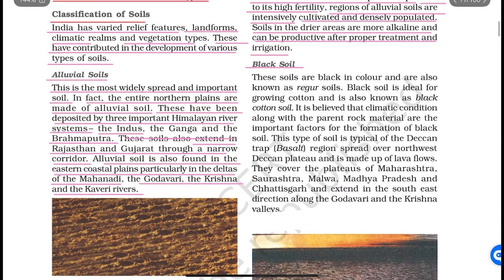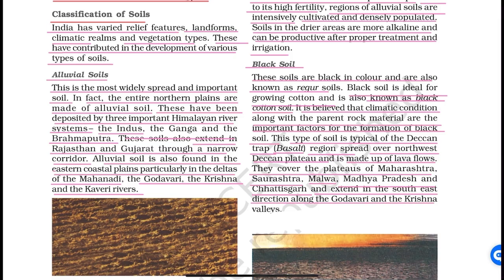Next is black soil. These soils are black in color and are also known as Regur soils. Black soil is ideal for growing cotton and is also known as black cotton soil. It is believed that climatic condition along with parent rock material are important factors for the formation of black soil. This type of soil is typical of Deccan Trap basalt region spread over northwest Deccan Plateau and is made of lava flows. They cover the plateaus of Maharashtra, Saurashtra, Malwa, Madhya Pradesh, and Chhattisgarh, and extend in the southeast direction along the Godavari and Krishna valleys.